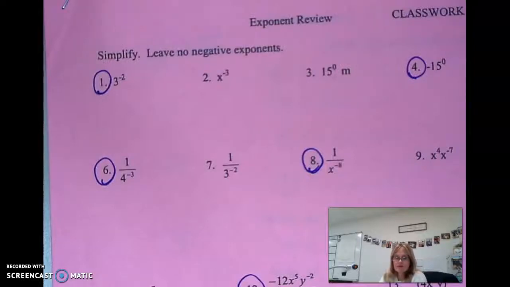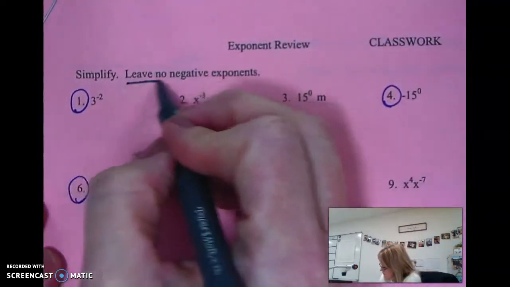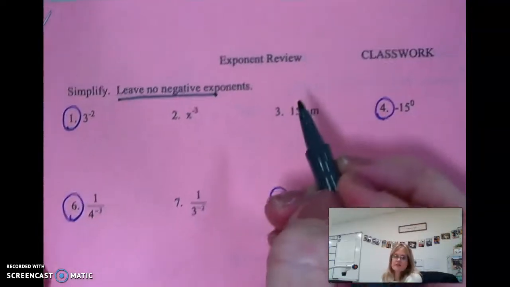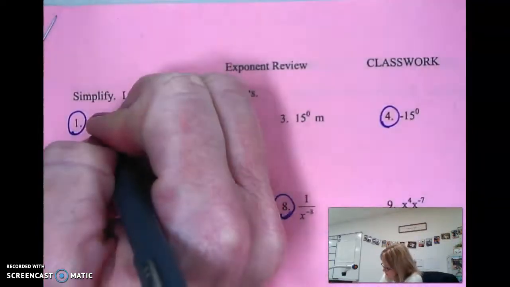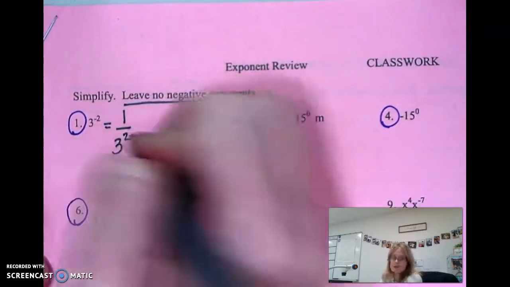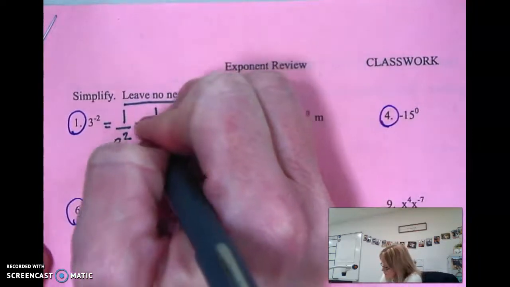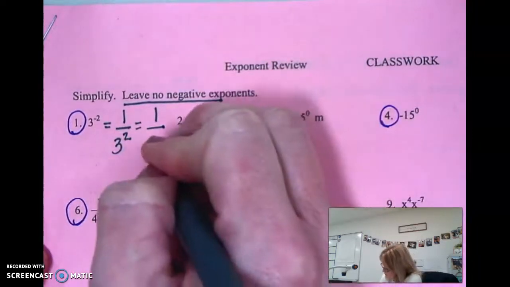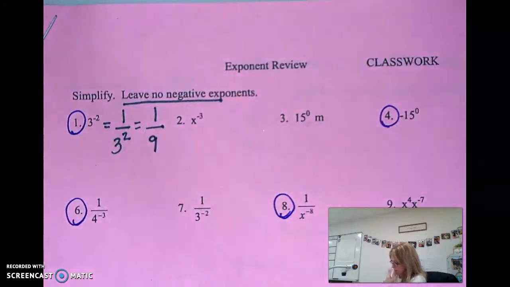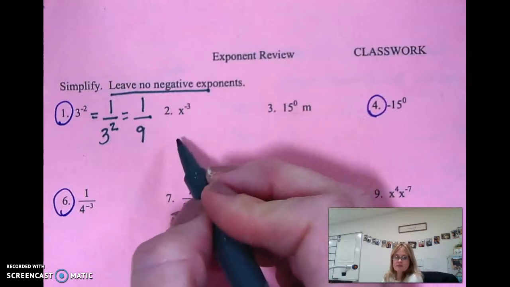All right, I'm going to work through just a couple example problems from this pink review packet. Notice in the directions it says leave no negative exponents. If you remember, our negative exponents turn to positive exponents when they get moved to the bottom of a fraction. And then this is something I would believe you could do. 3 squared is the same as 9. So if there's a negative exponent, in order to make it positive, it goes to the bottom.